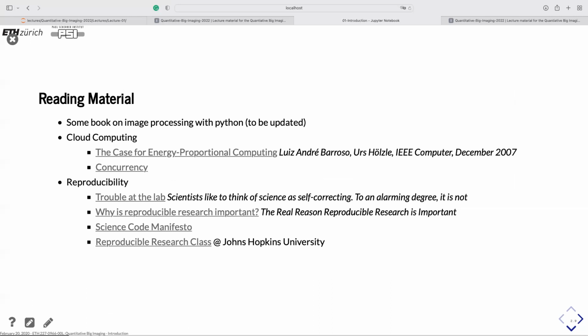Then there is, as always, a lot to read. If you want to get deeper into different topics, here are some short articles about image processing and how to work with it. Reproducibility, or repeatability, is quite an important task today, and there are some nice papers here to look into.